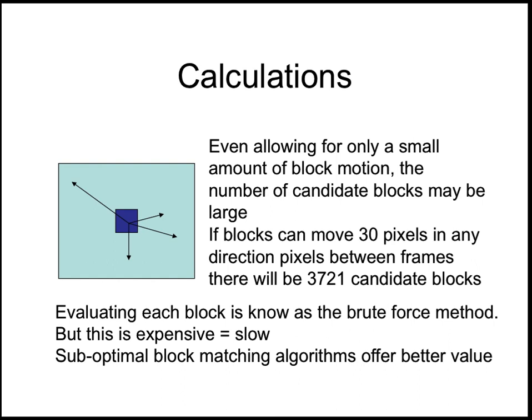Now, even if you only have a very small target area, so like I said, we confine the search to a small area. Even if it's small, you can end up comparing a lot of blocks. So if a block can move, say, 30 pixels in any direction, right? You'll end up evaluating 3,721 candidate blocks.